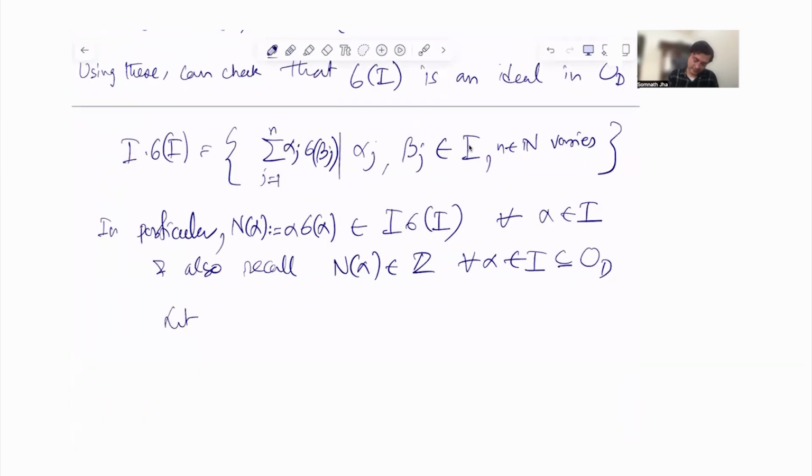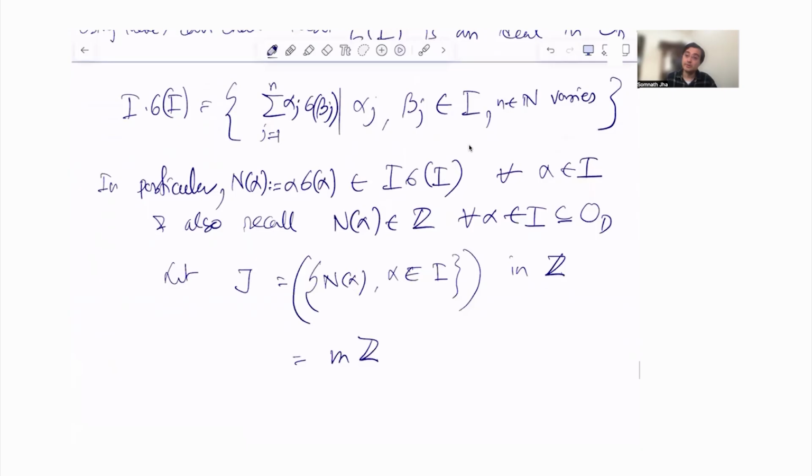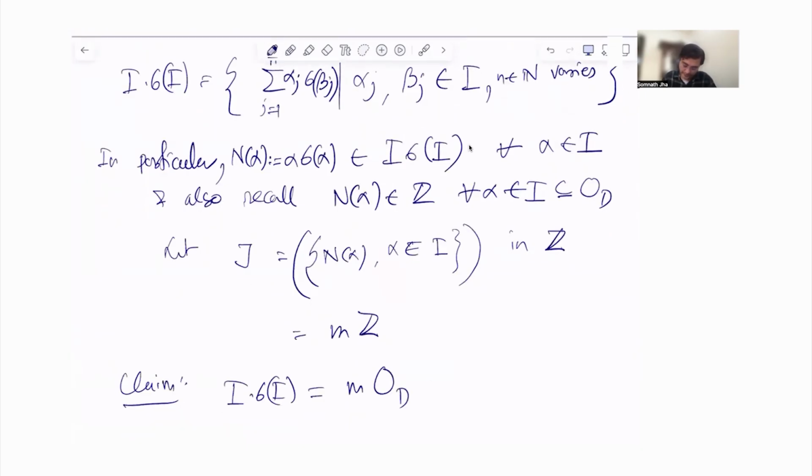So let J be the ideal generated by the norms of alpha, alpha belonging to I. These norms are elements of Z, so you have this subset of Z, and you look at the ideal generated by it inside Z. Given any set, we can consider the ideal generated by it in Z. So this is equal to M times Z. Now my claim is that I times sigma I equals M times O_L.